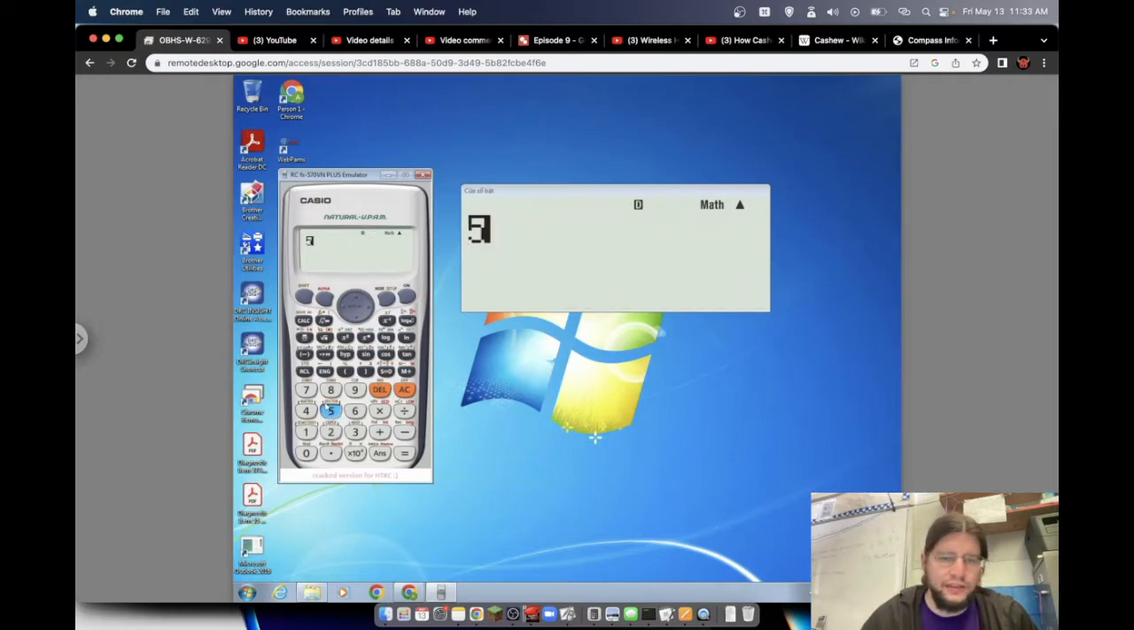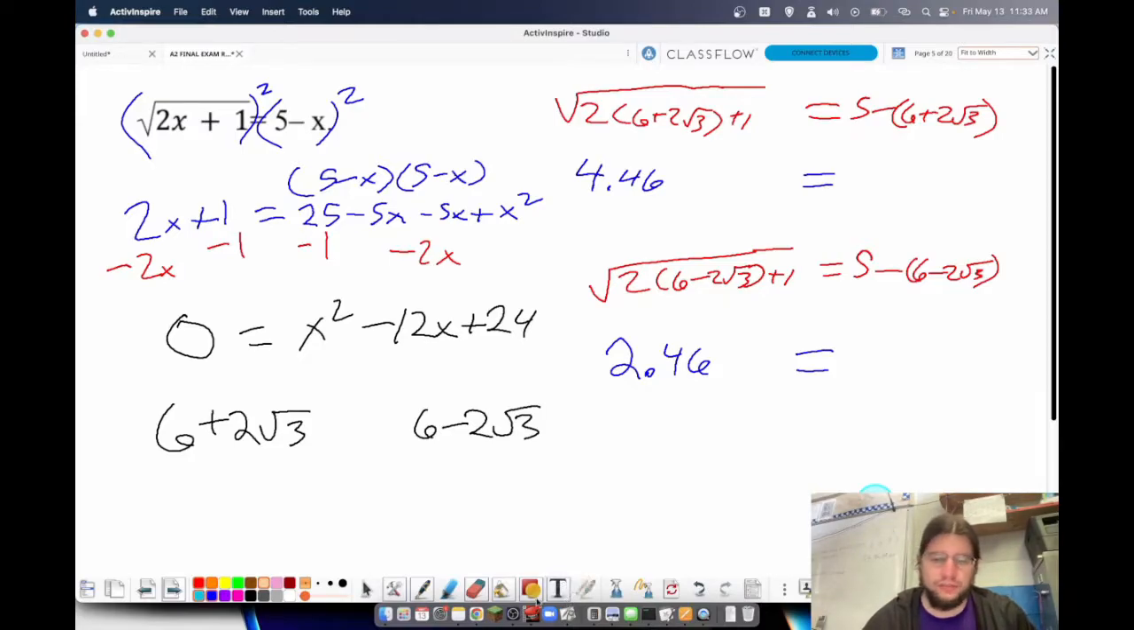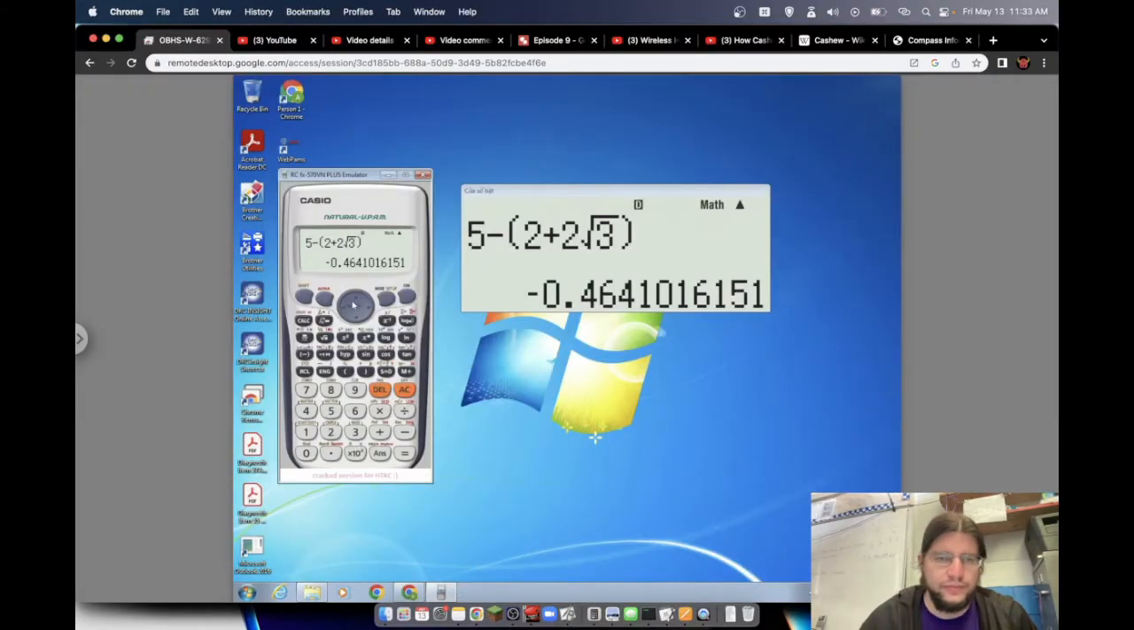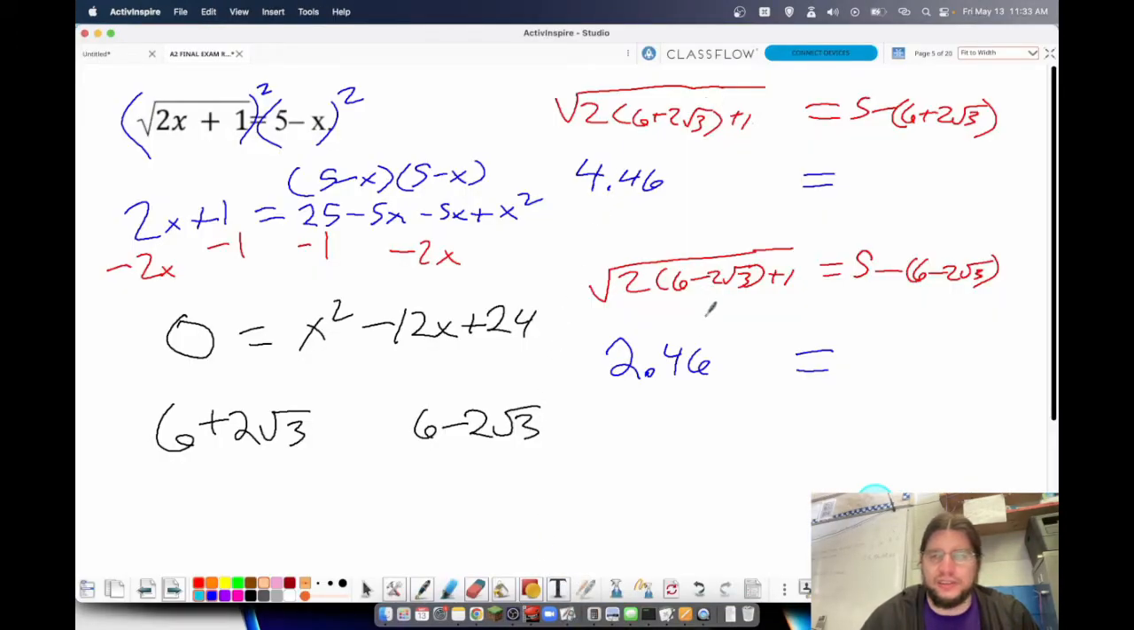So it's 5 minus 2 plus 2 square roots of 3. Let's see what that is. Hit SD. I probably typed something in wrong. Let me see something. 6 plus 2 square roots of 3, sorry. Go back and change that. And see what that is. Negative 4.46. There we go. I figured it would be the opposite sign there. That's why I knew it was wrong. Negative 4.46.